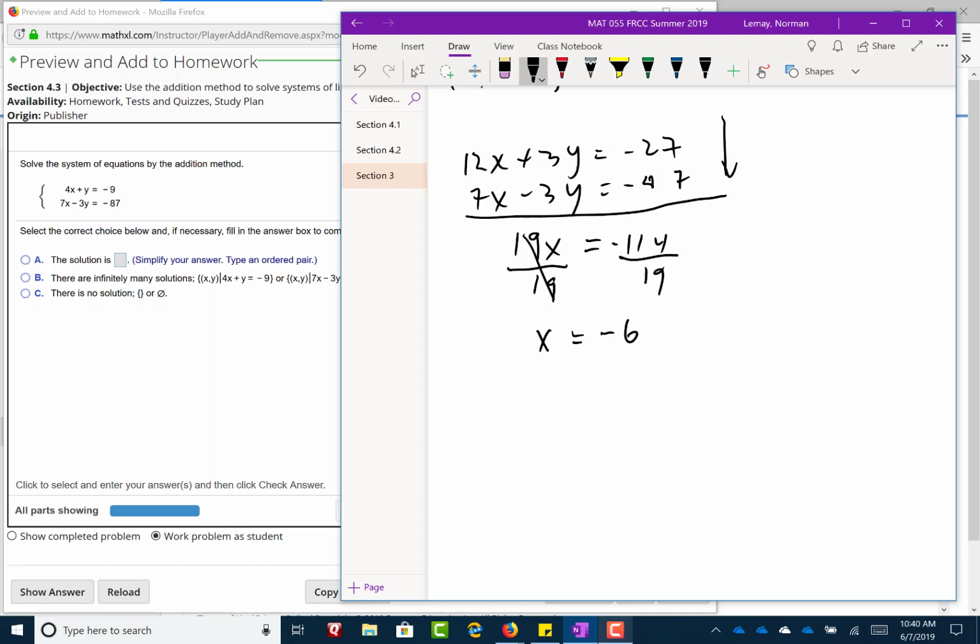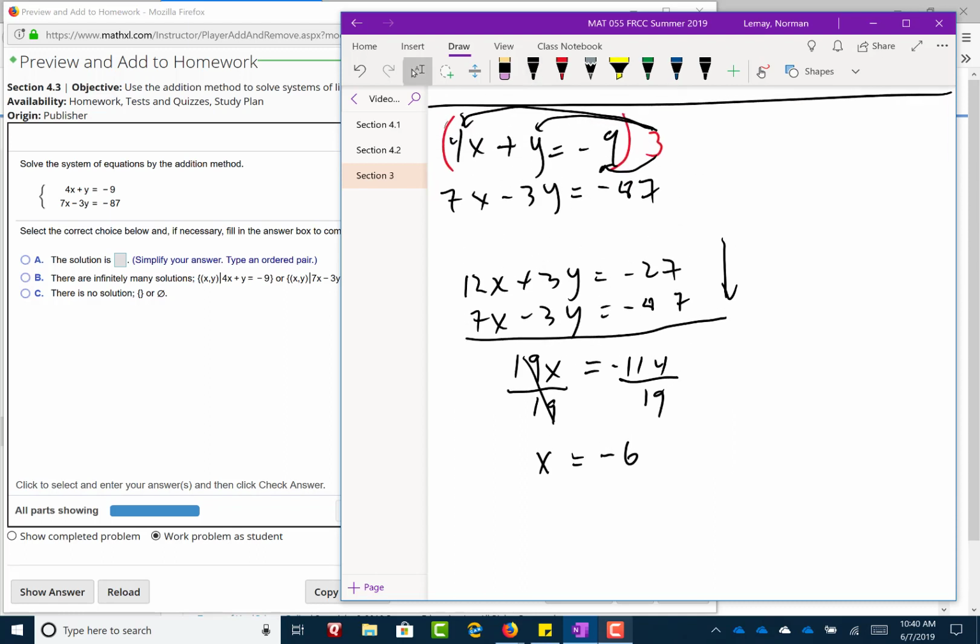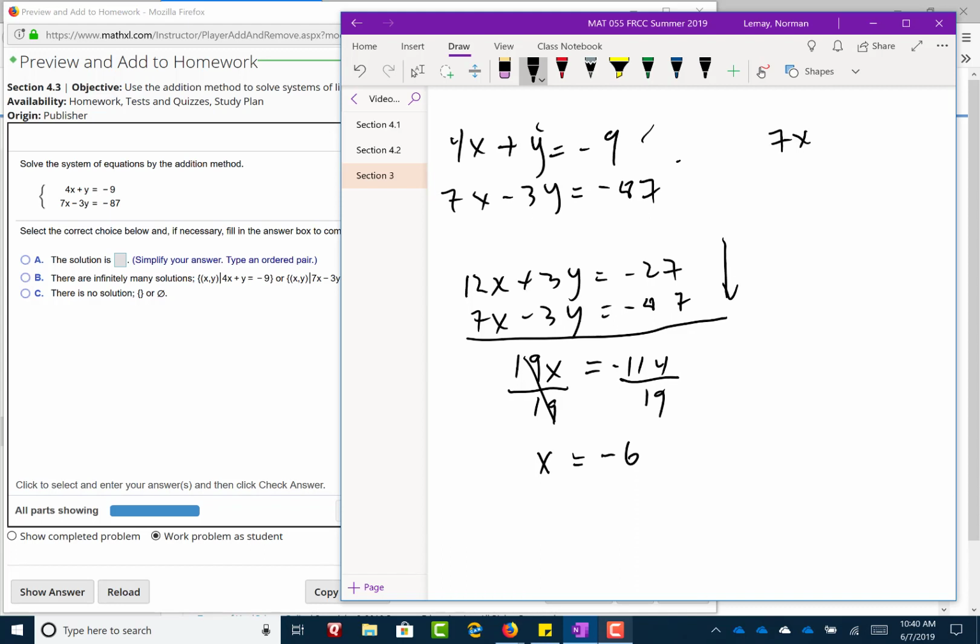So now I have to come back to my original equations up here. Let's clean this mess up a little bit. I don't need that. And so now we pick this one or this one. So I'm going to choose, I don't know, let's choose the bottom one. So 7x minus 3y equals -87. So now we'll substitute into this x right here. So 7 times -6 minus 3y equals -87.